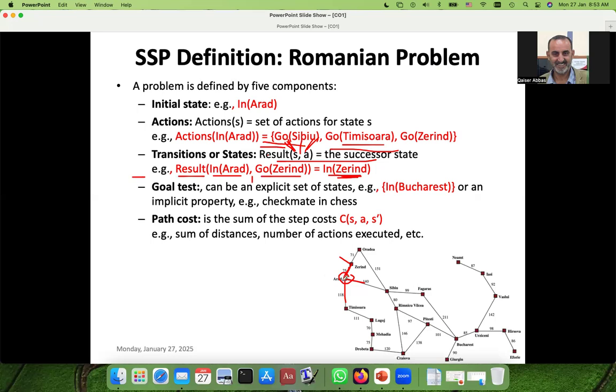In this way, you will write result in Arad, go to Sibiu, and you will reach Sibiu. Similarly, result in Arad, go to Timisoara is equal to Timisoara. And in this way, you have to consider all these nodes, and then you will be able to write all the transitions. This is the fourth step.